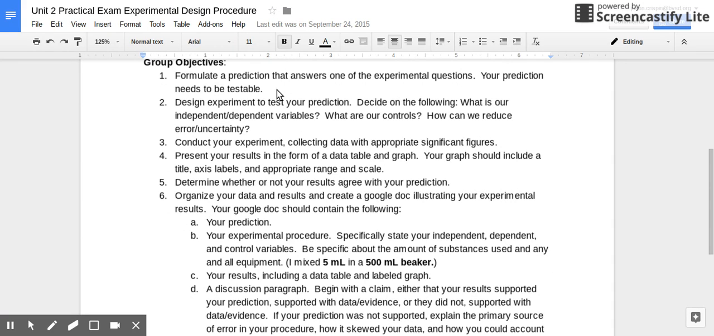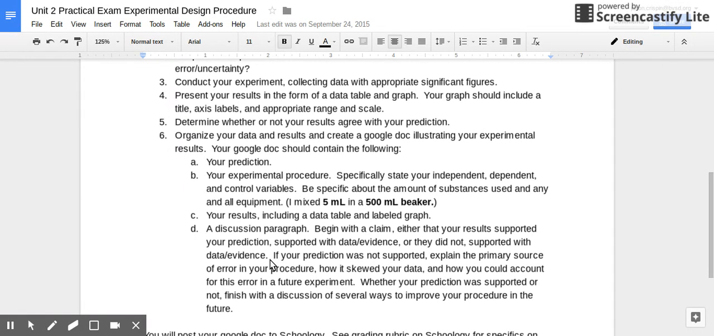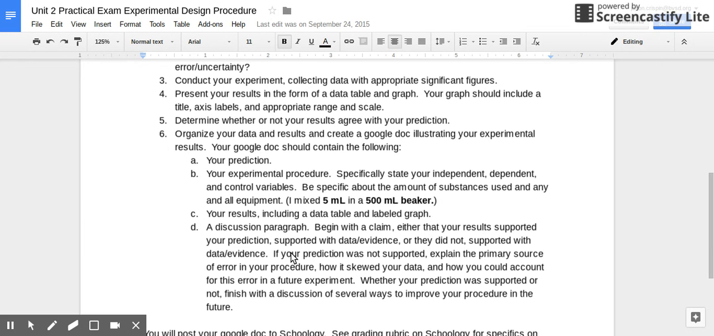So formulate a prediction, design an experiment, conduct your experiment, present your results, determine whether or not your results agree, and then go ahead and add that discussion paragraph. So your Google Doc will contain the following. This is outlined in pretty decent detail in the grading rubric, which you can see in the Schoology assignment. And then I've hinted at some important things here.